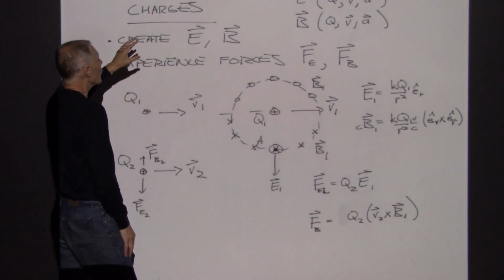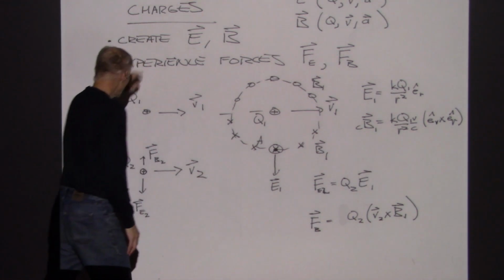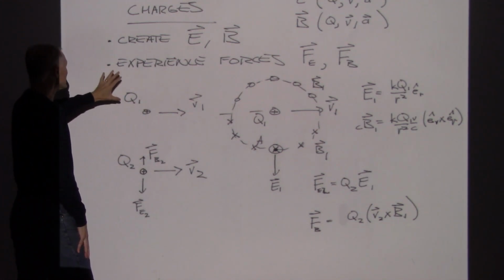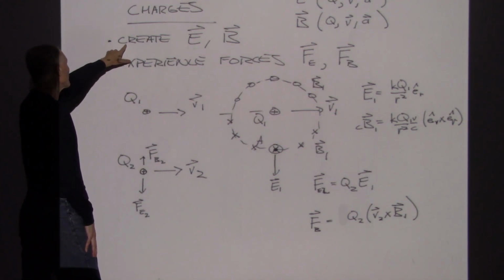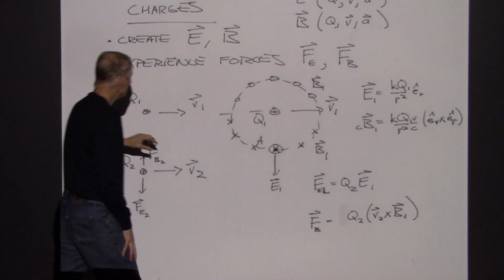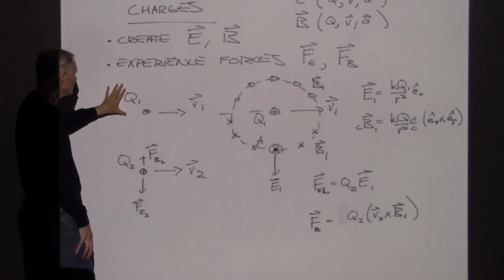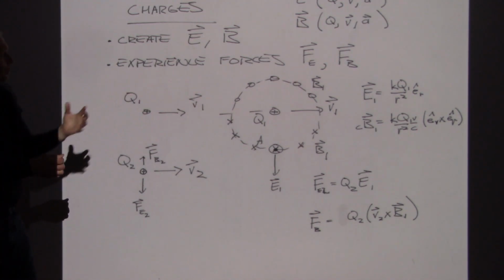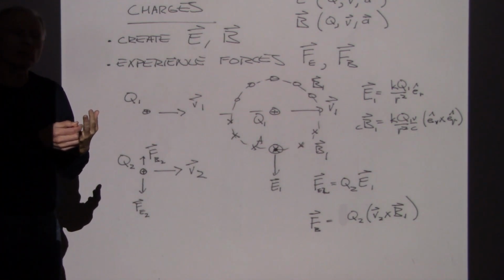Now, when I think in terms of charges, and I've got these charges here, Q1 and Q2, what we have to remember is that charges are going to create or generate electric and magnetic fields. So charge 1, for example, is going to generate electric field 1, that I have listed over there, and it's going to generate magnetic field 1.